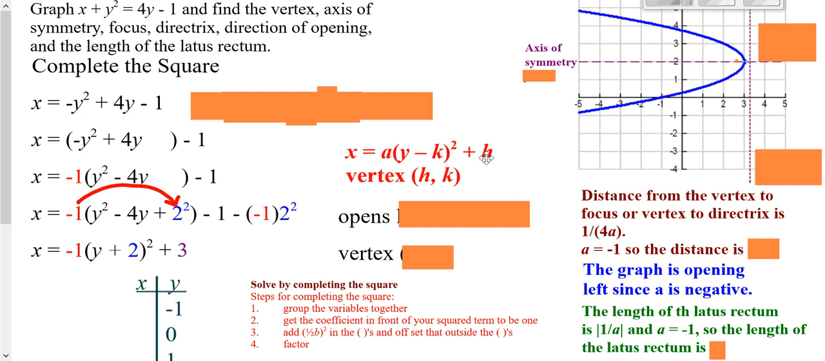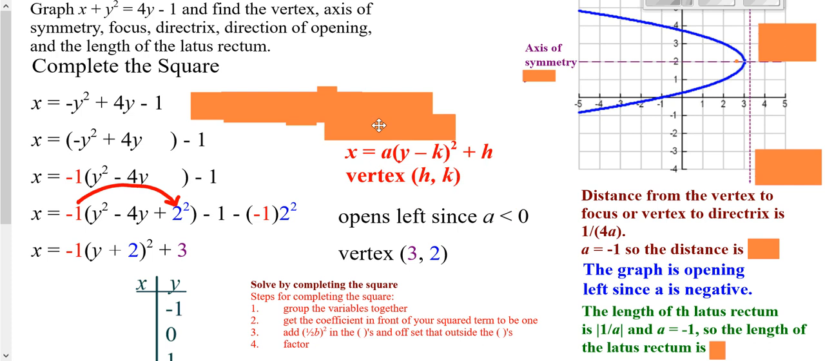Now, when you're opening sideways, h is always your x-coordinate, what's on the outside. K is your y-coordinate, and when it's in the parentheses, it's always the opposite of that. Now, we know we're opening in the x direction, so that's left or right. But because it's negative, we know we're opening to the left.